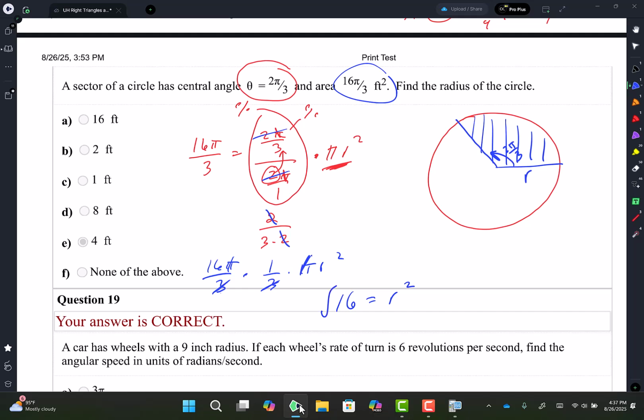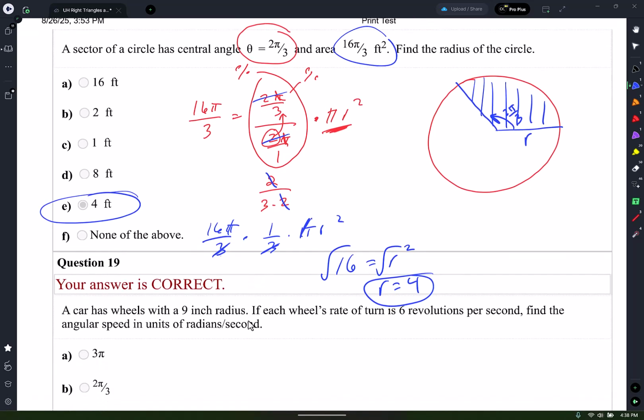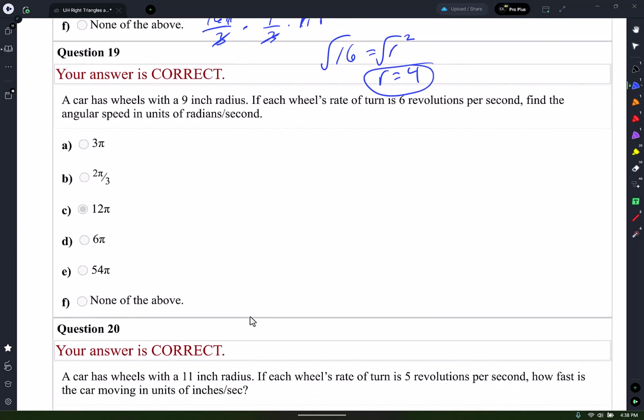Square root it. Square root. What's r? 4. There it is. That's how we got it. This person got it right. Do you see how we did it, guys? Okay. All right. Here we go. Don't worry. I'm going to go slow. We're going to go slow.